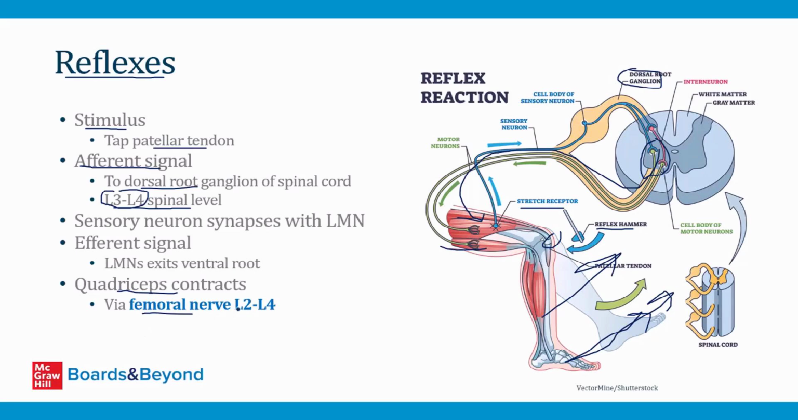The femoral nerve is supplied by L2 to L4 spinal roots. So basically, if this reflex is intact, it means that everything from L2 to L4 is intact. And so that's how we refer to the patellar tendon reflex. We say that it tests spinal nerve function in the L2 to L4 level.